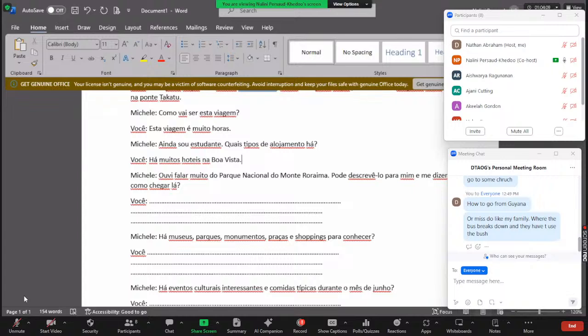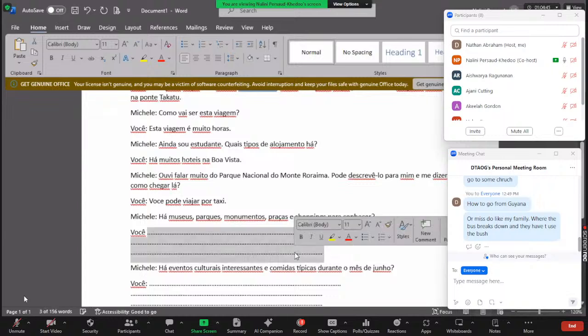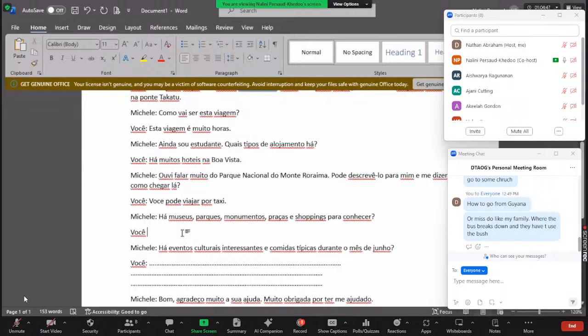And next she's saying that she heard a lot about the national park in Mount Roraima. Can you describe to me and tell me how to get there? A very easy way you can say, você pode, you can travel for taxi. You can travel by taxi. And then Michelle is now saying there are museum, parks, monuments, shopping malls. She's asking, are there these things there? So this is a yes or no question. So you say yes.